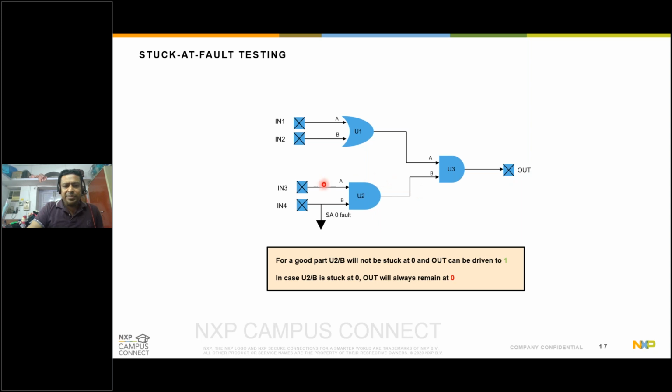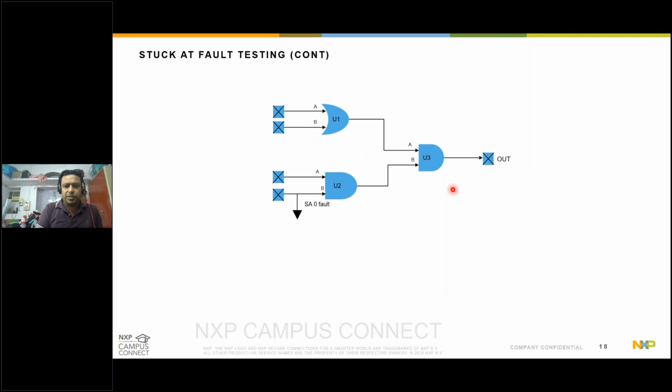But now let's say there is a stuck-at fault present on the B node of the U2 gate. What it means is I will never be able to drive the B node of U2 to logic 1. This means the output of my U2 will always be driven to 0, and it means again that my output can never be driven to 1. So with this understanding, let's see how we can actually test this design.